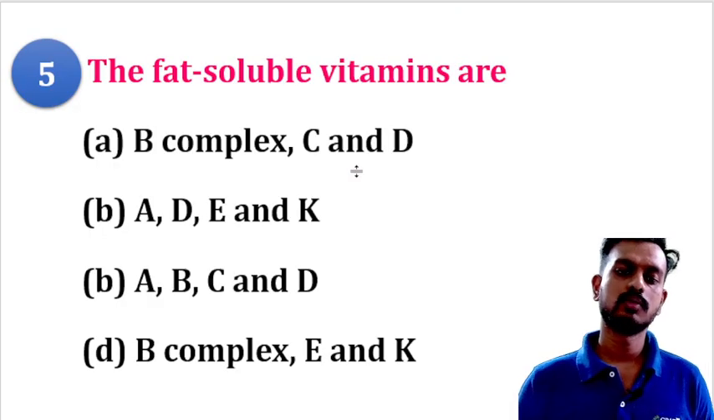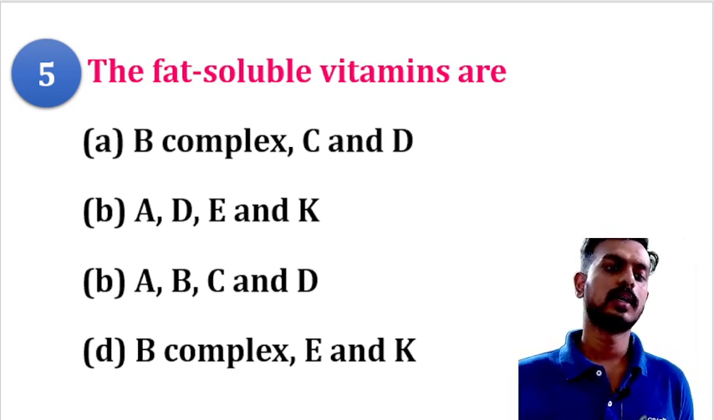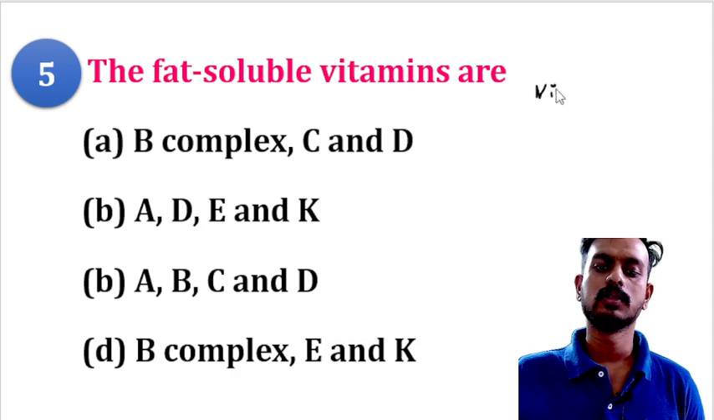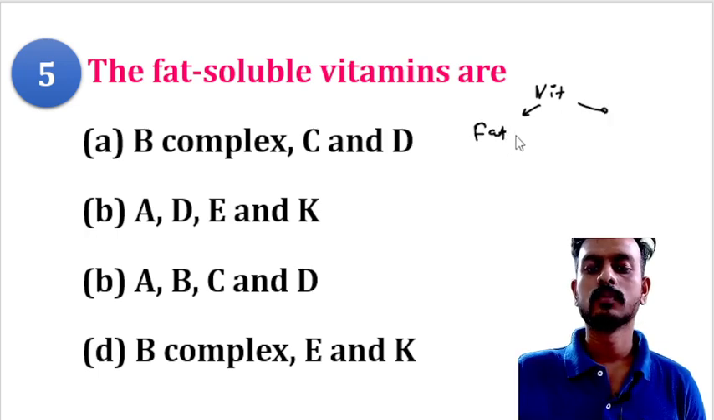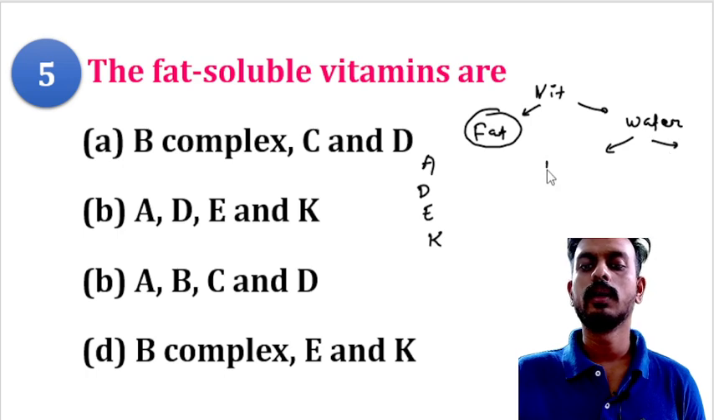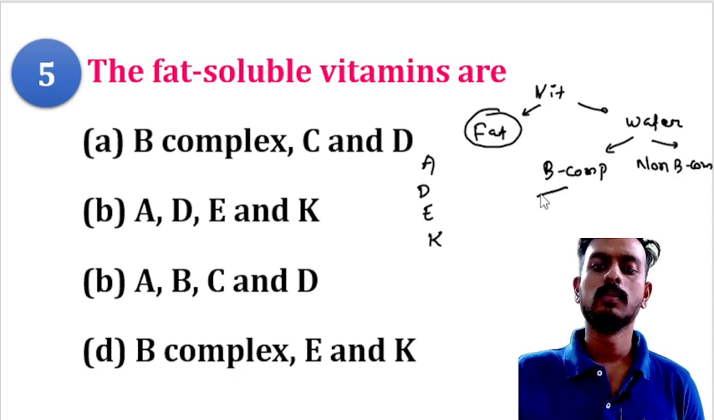Okay, so moving to the next question, the fat soluble vitamin is. You know this is one of the important questions. So how to remember this? You have to remember the vitamin classification. Vitamins are broadly classified into two categories. One is fat soluble, another one is water soluble. Fat soluble vitamins are A, D, E, K, whereas water soluble are again divided into two parts, B complex and non-B complex.